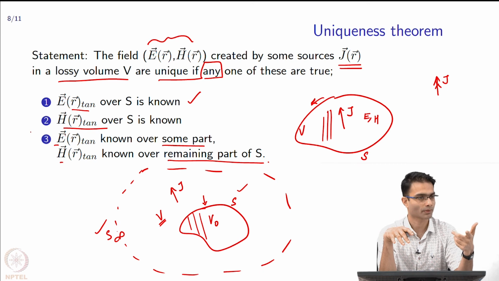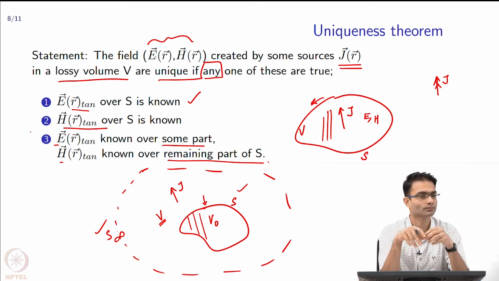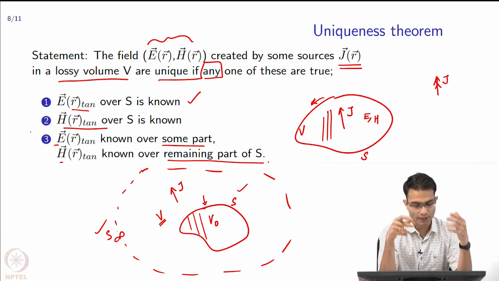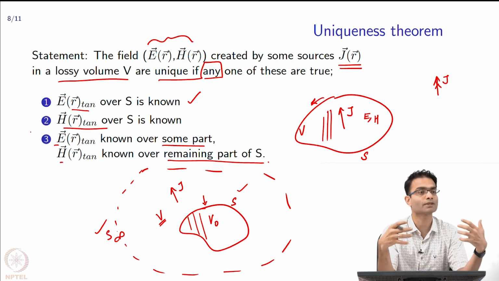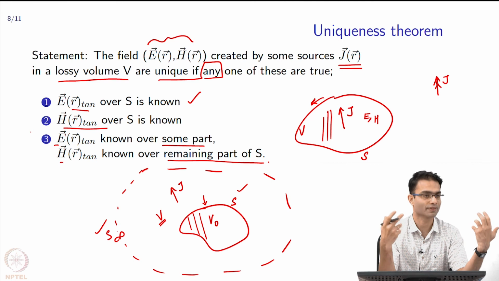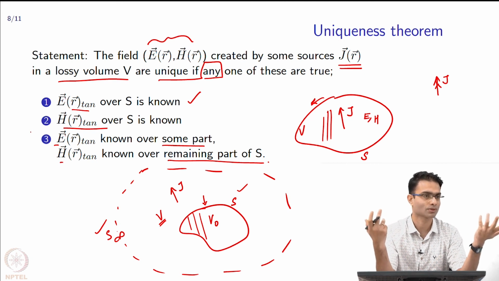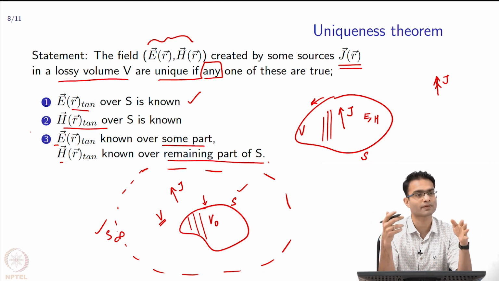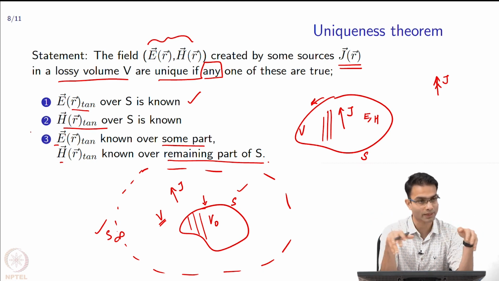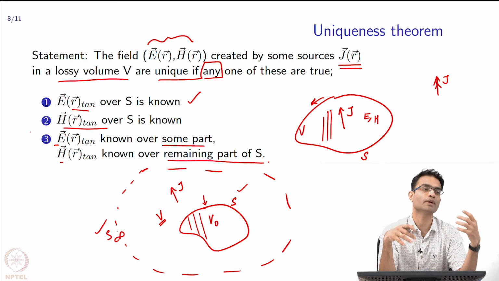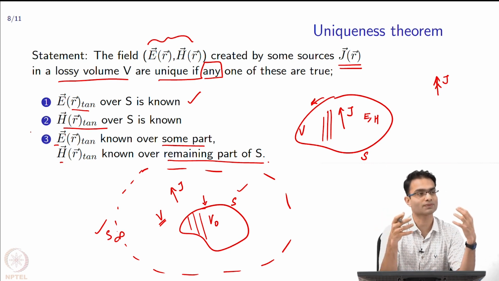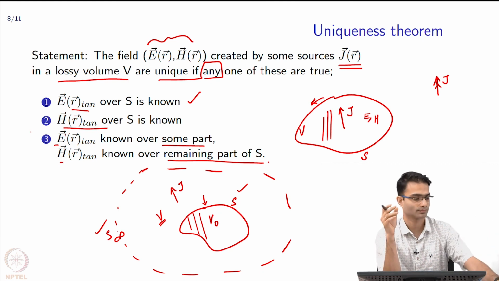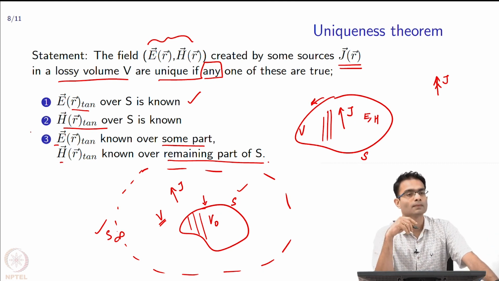Okay? Question? Can we say when the field is not unique, can we set an example? If these conditions are not satisfied, then we cannot make any statement about the uniqueness of the fields. That is all there is. You may be able to construct examples where you have not specified E tan or H tan over the entire boundary. In that case, you may get many solutions which satisfy the partial information which you have given. That is possible.